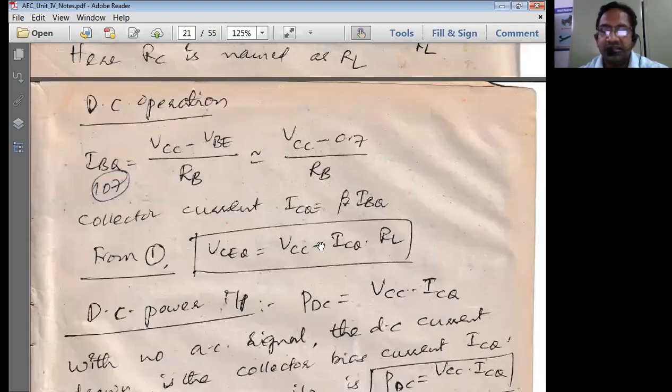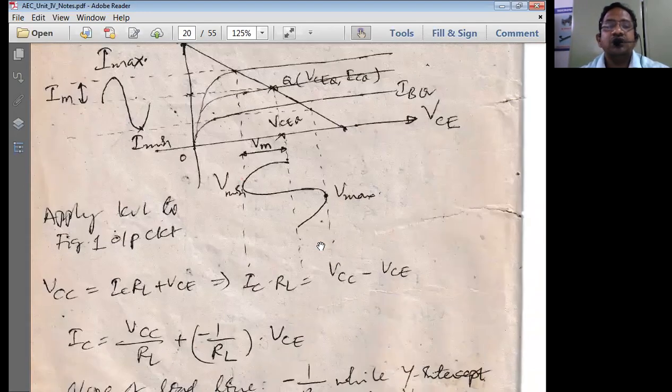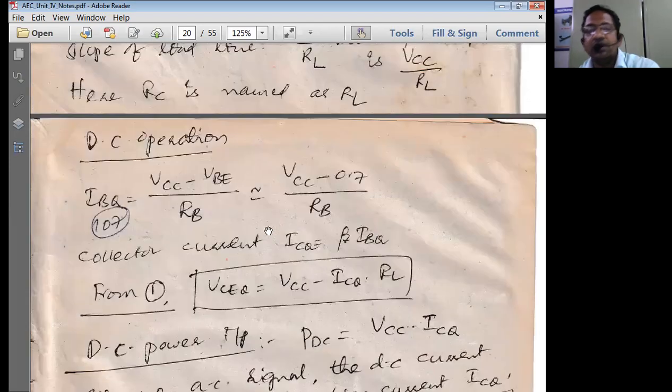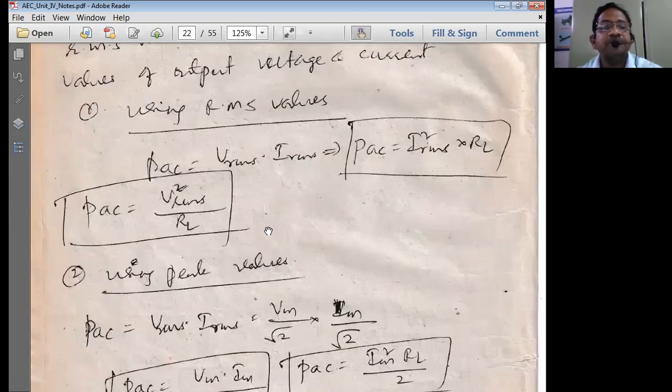I'll show you here. So this is VM. If it is a symmetrical waveform, and we always assume symmetrical signals, this is VM, and this is also going to be VM. That means Vmax minus Vmin by 2 is equal to V peak to peak by 2, which is nothing but VM. That is the point we are writing here in the equation.